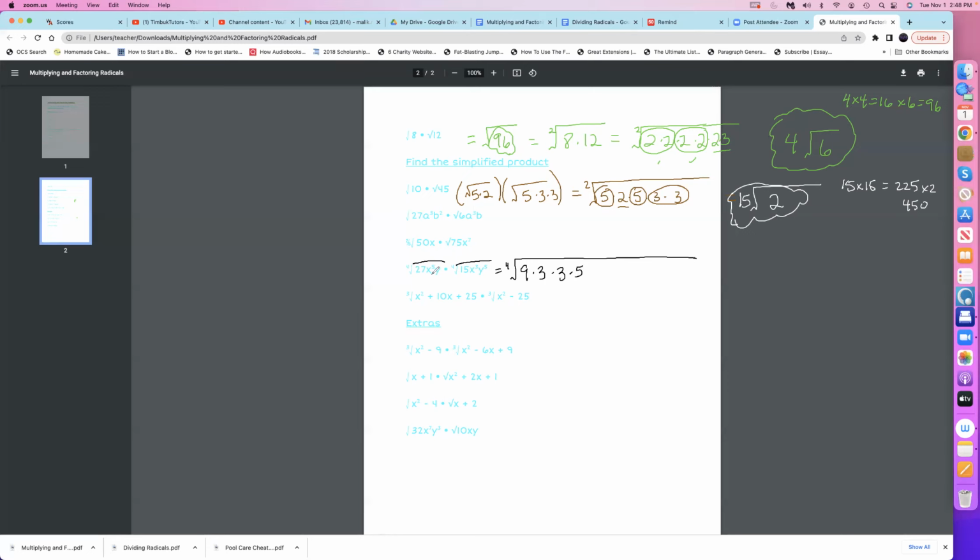For the letters, I have x to the 5th times x cubed, that's going to be x to the 8th. When you multiply exponents, you add them. Y times y to the 5th is going to be y to the 6th. And then let's try to simplify that even more.